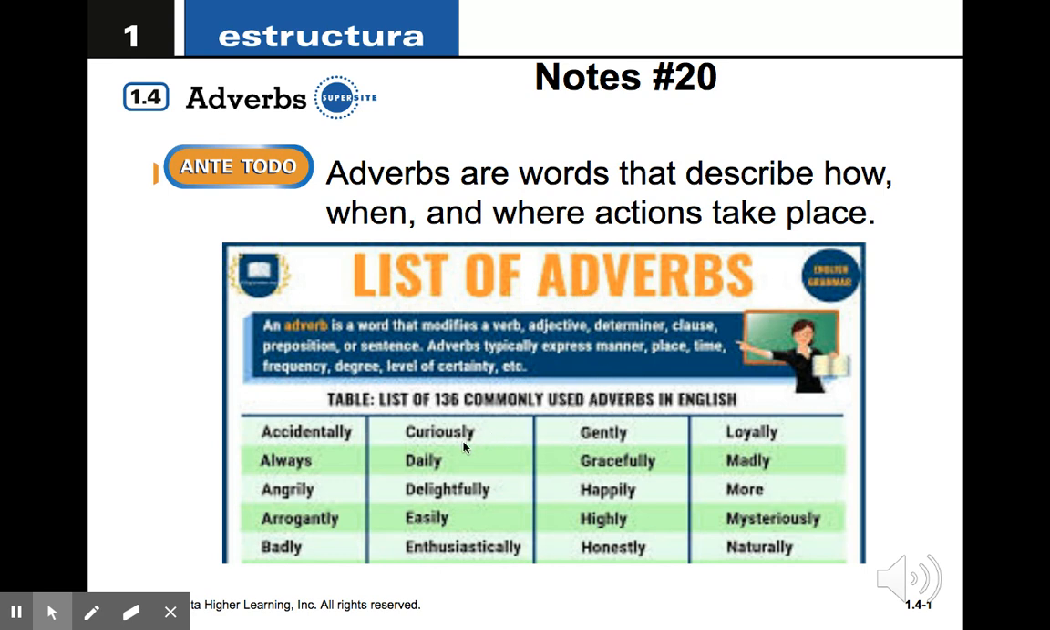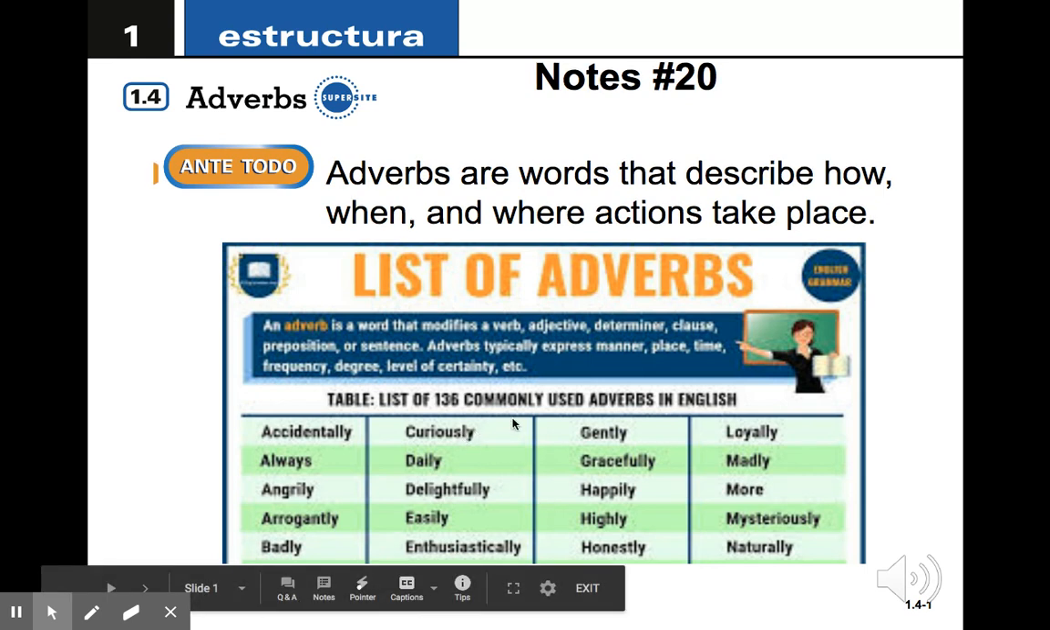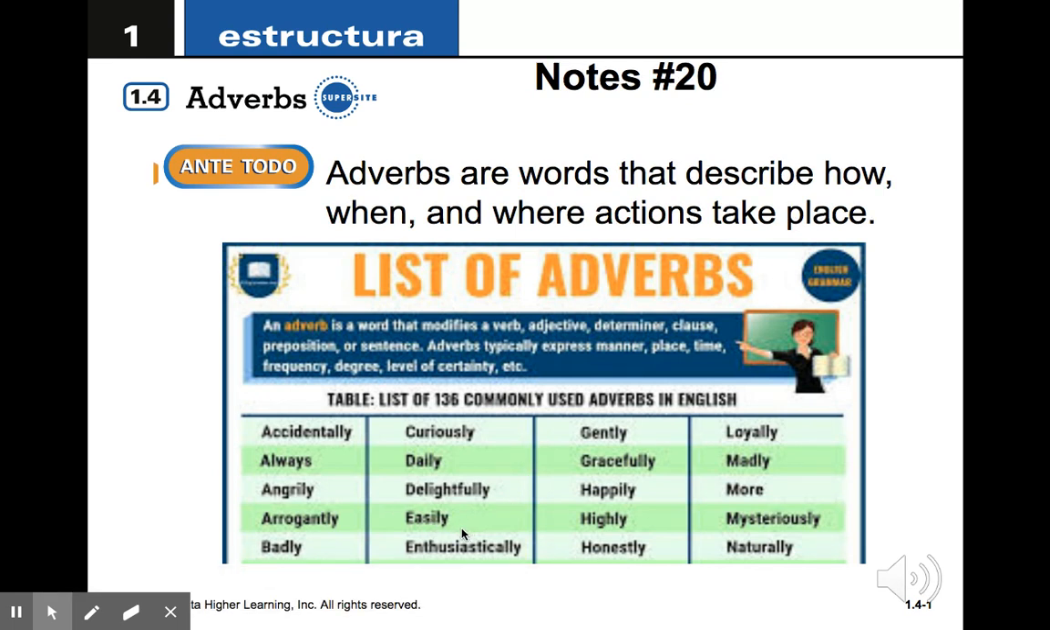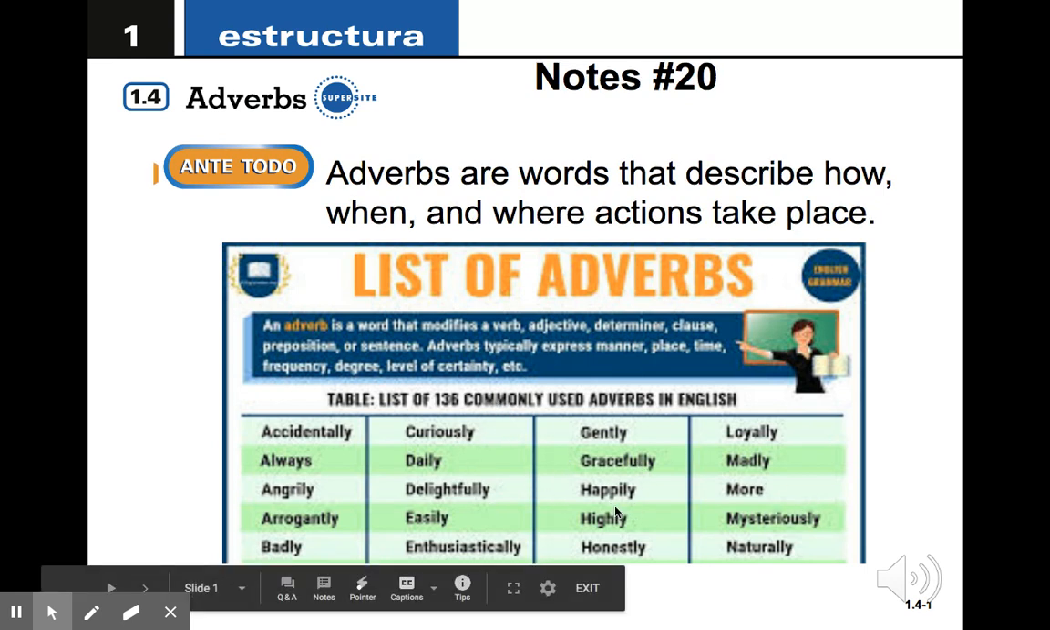Por ejemplo, maybe you're curiously listening to this presentation. Curiously describes the verb listening. Maybe you're easily understanding the content being presented. Easily is describing understanding. Or perhaps you are happily sleeping during this presentation. Happily would be describing the sleeping. So you'll notice that in English, all of our adverbs end in ly.